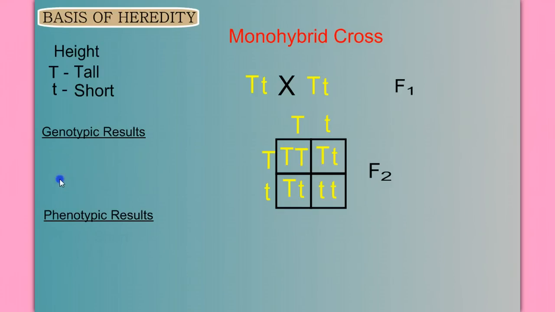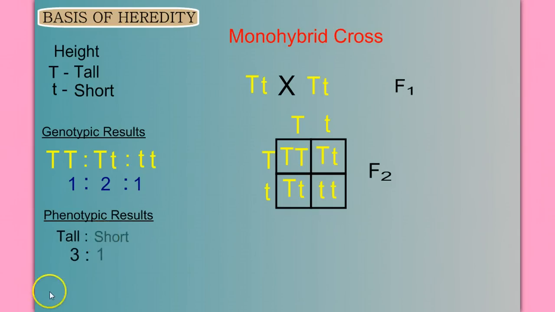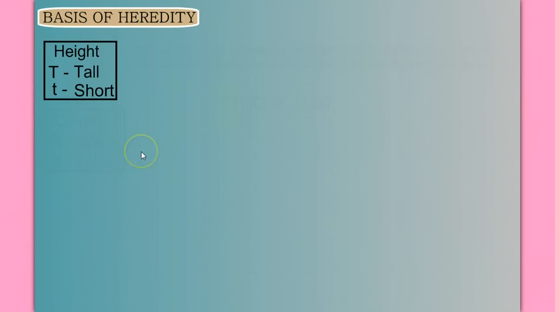One of our four boxes is homozygous dominant. Two of our boxes are heterozygous. And one of our four boxes is homozygous recessive. For our phenotypic results, we have three tall and one short. Looking at it this way, we can clearly see why Mendel always produced a 3-to-1 phenotypic ratio with this series of crosses. So far, we have only considered one trait, but what if we look at two traits at the same time, like height and color?